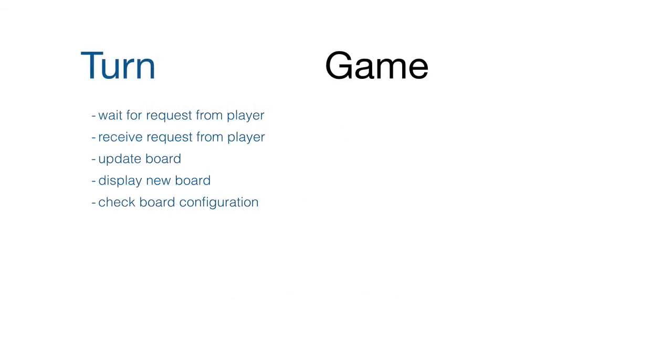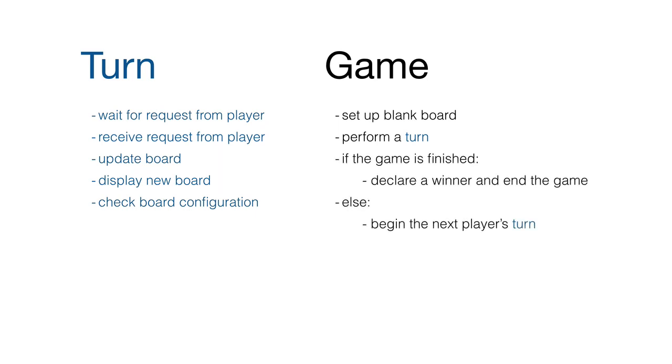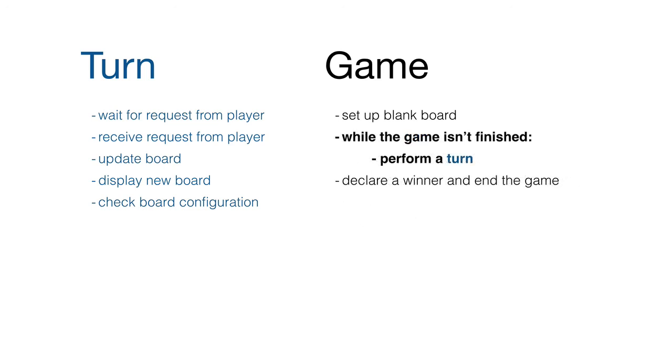Let's define a game. We need to set up a blank board. Then we play 1 turn. And then, if the game is over, I'm going to copy this from where we had it in turn into our new process. If our game is over, then we declare a winner, or we perform another turn. Beginning the next player's turn makes us go back and re-execute a line in our process, performing a turn. That's a loop. So let's change our process to reflect the loop. And now we have a plan, a design.